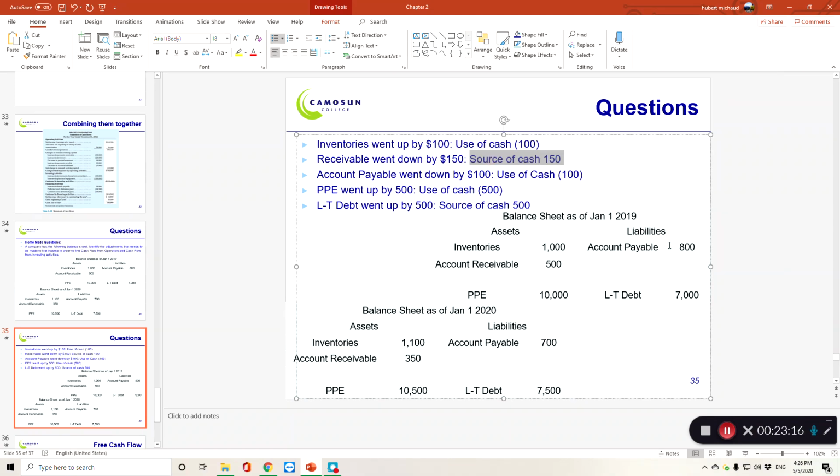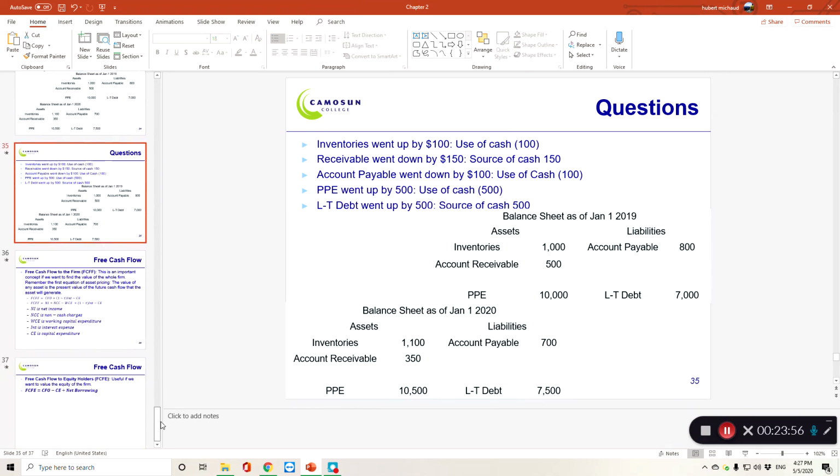Okay, I won't do these two, because I think it's pretty much the same idea. We just look at the same direction because PPE is an asset, right? So you just look at the same direction as these two here. And then I'll do account payable. Account payable went down from 800 to 700. If account payable went down, it means I must have been paying my account payable, so it must have been a use of cash, so I should have a negative $100 in my statement of cash flow from operating activity. Okay, and again, I'll skip the PPE and the long-term debt. You should be able to understand that, hopefully. I'm just trying to not bore you.